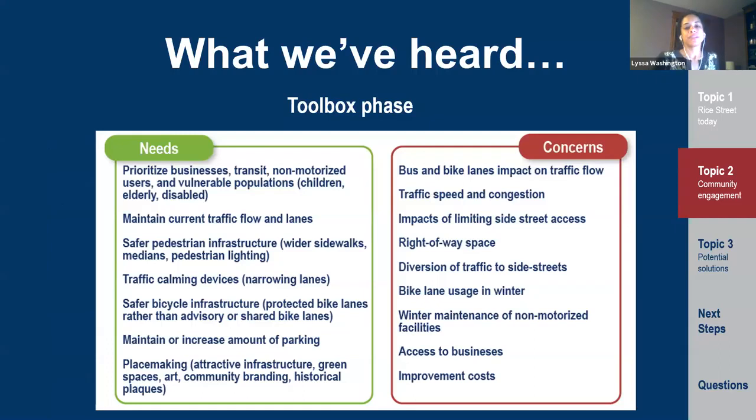So in our toolbox phase, we found some needs and some concerns. The needs: prioritizing businesses, transit, non-motorized users, and vulnerable populations, so the children, the elderly, and people with limited mobility. And there are concerns about traffic. A lot of these things aligned with the things that we heard in person. People were worried about winter maintenance on non-motorized facilities. So we had to think about all of these things as we continue through this process.